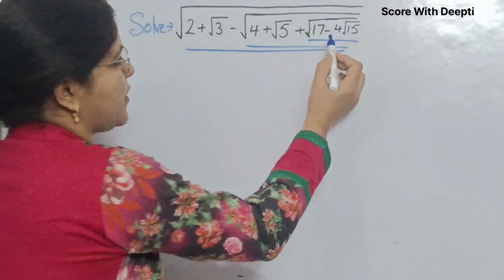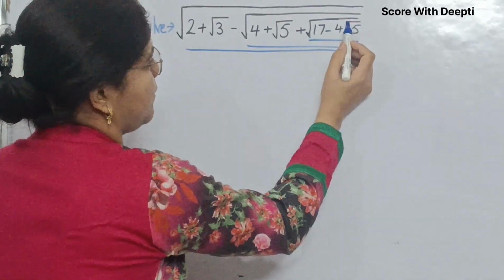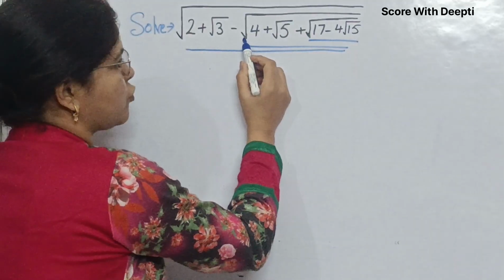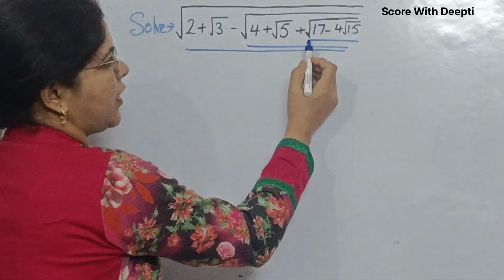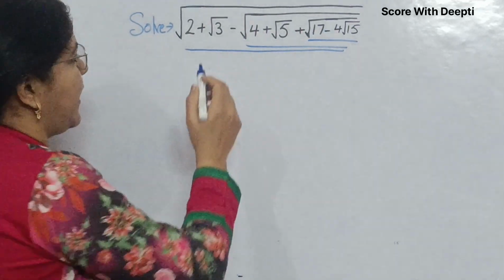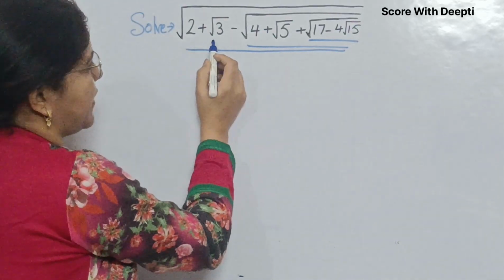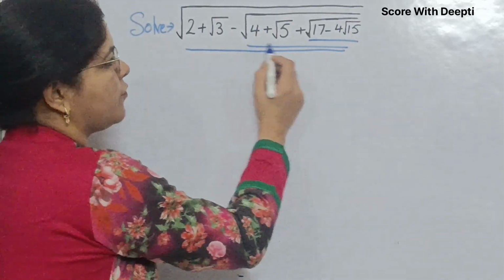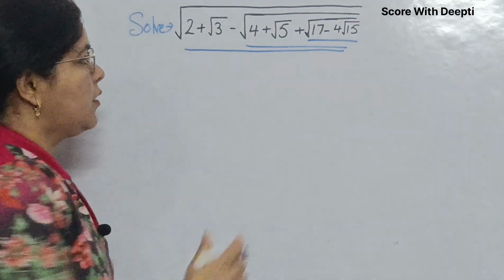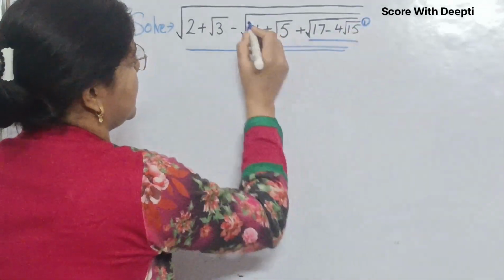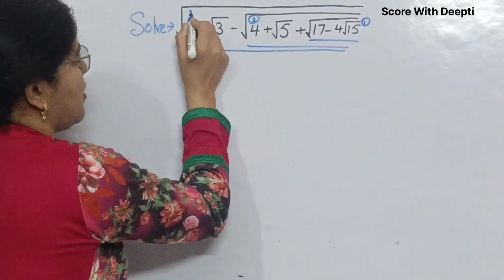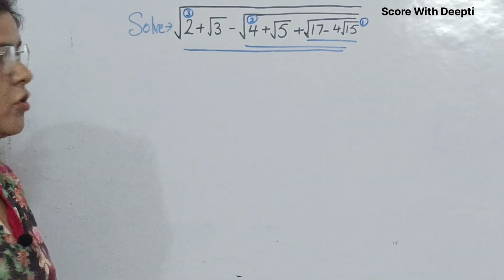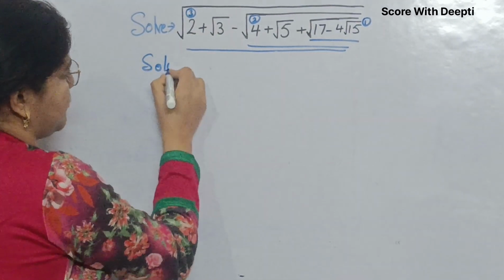First we have to solve this radical. After that we have to solve the next radical by putting in the value of this radical, and last we have to solve the final radical after putting in the value of the previous one. Now this is our first term, this is second and this is third. Let's start the solution of this question.